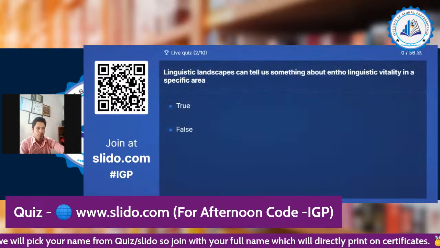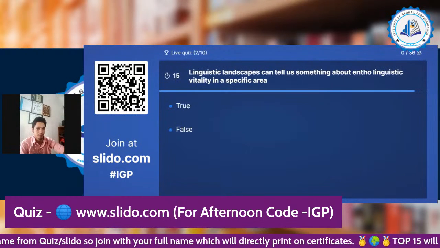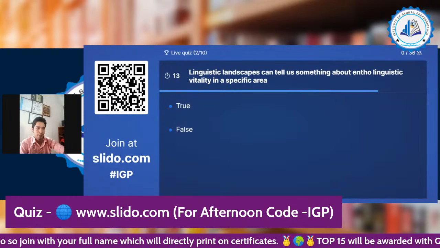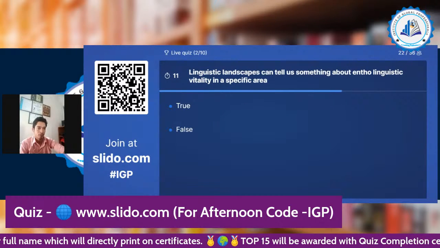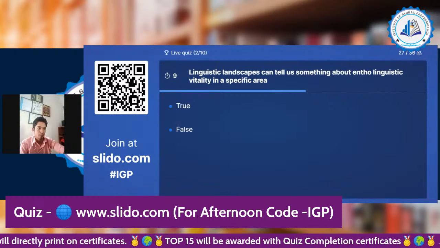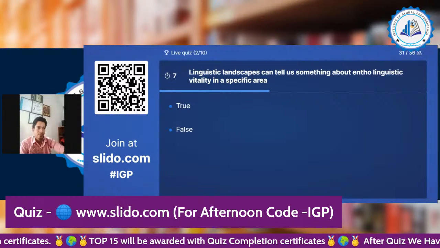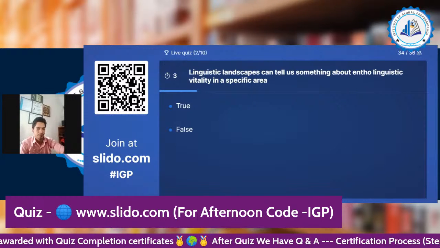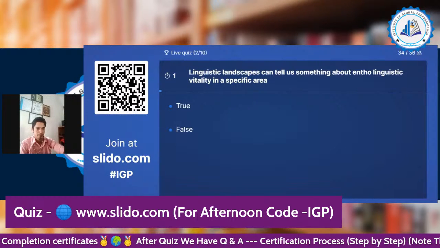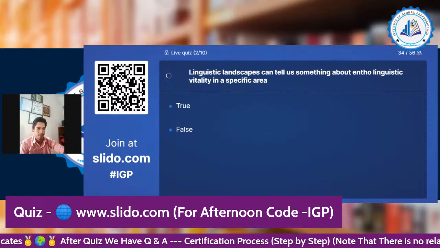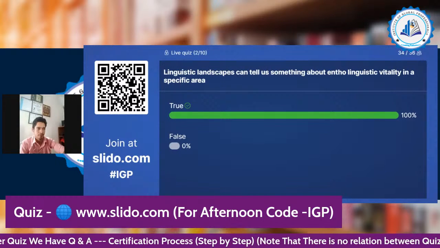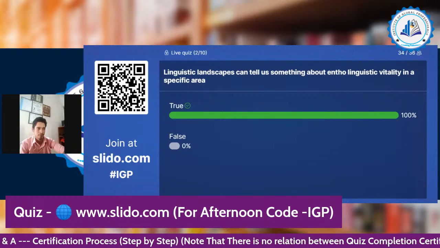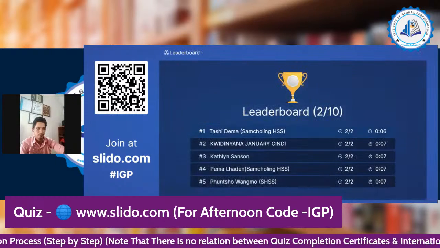Our next question is, linguistic landscape can tell us something about ethnolinguistic disparity in a specific area. Is the statement true or false? Option number one, the statement is true.